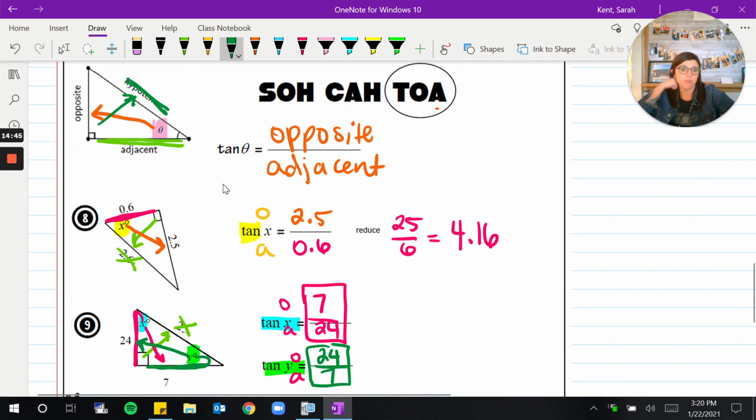So you need to be careful to watch where is the angle that they gave me and what sides do I need. So that's where it can get a little confusing, is knowing where each angle is and what sides you need.